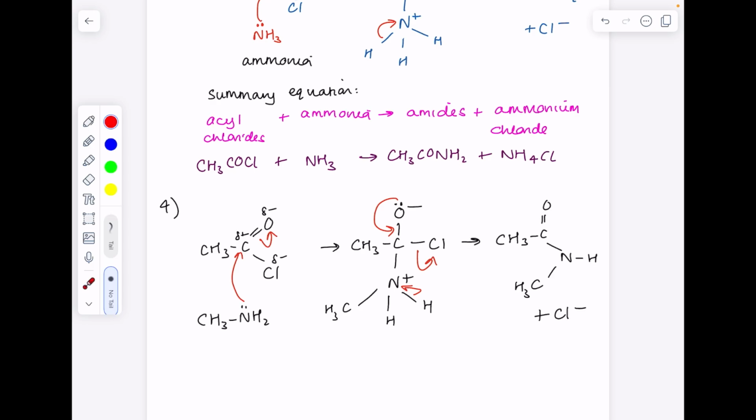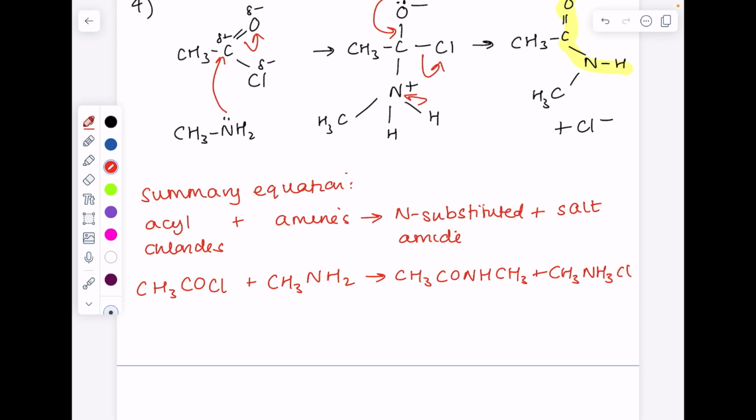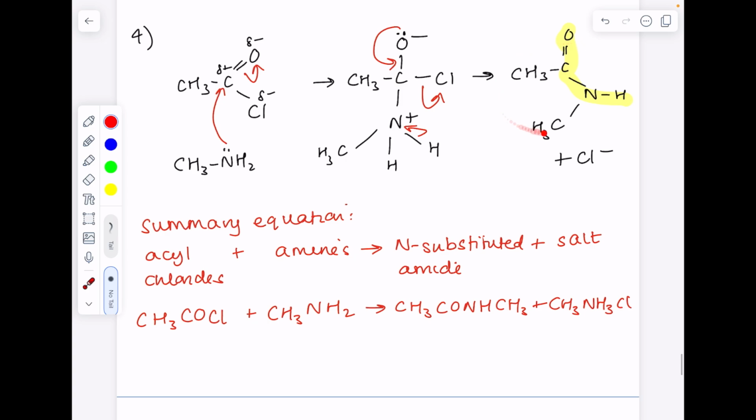We have formed what's known as an amide. Now, the amide functional group consists of C double bond O and an NH. So our summary equation now, we've got our acyl chloride reacting with an amine. It's going to form an N-substituted amide. And then because you've got excess of your amine, that's going to cause the deprotonation here. So you'll end up with an extra hydrogen, and that will combine with your chloride ion to form this salt here.